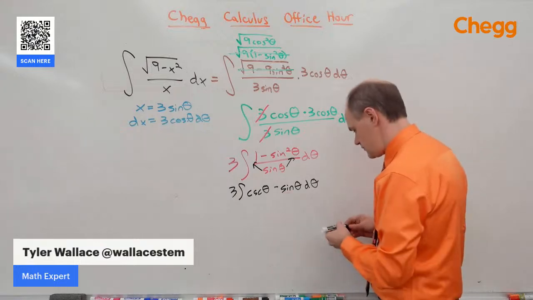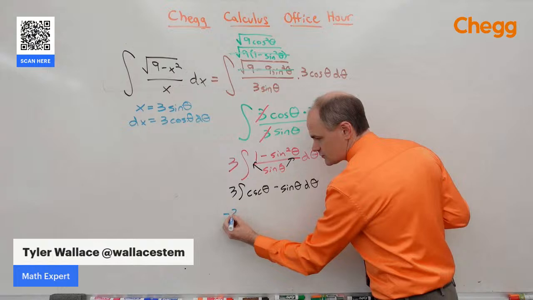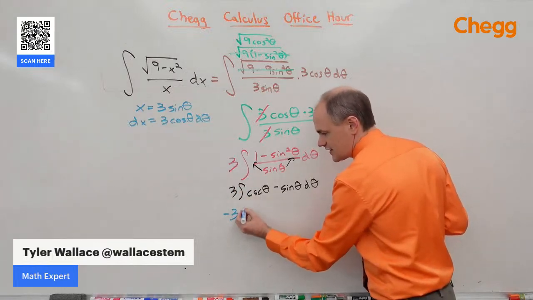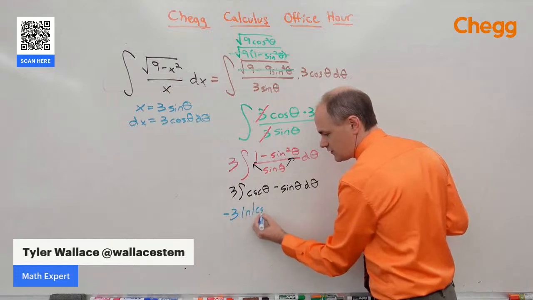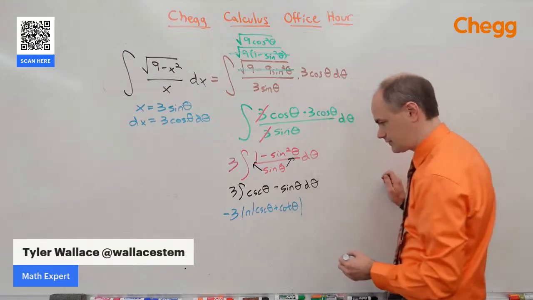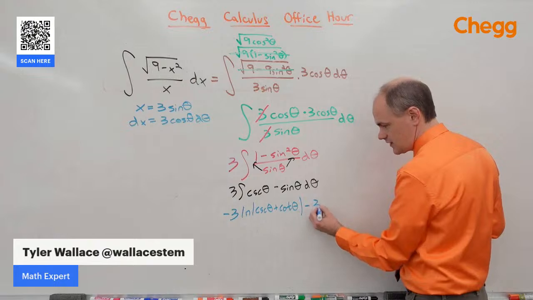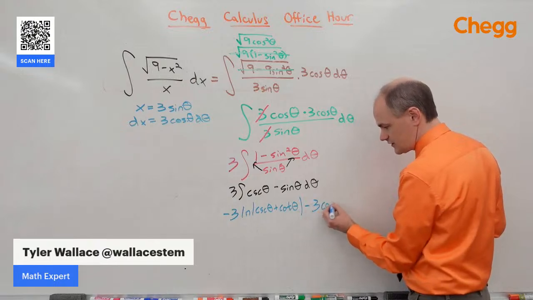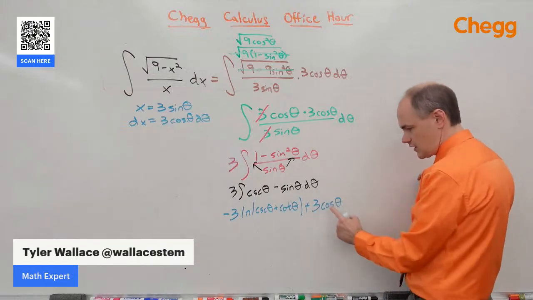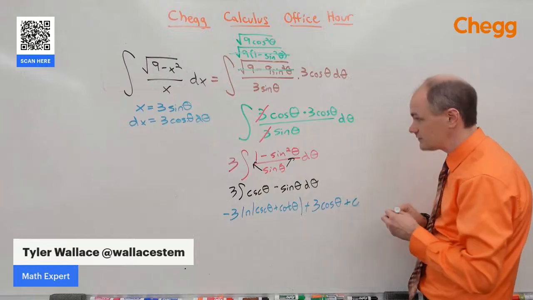Oops, I already did black. Let's go blue. Yeah, let's distribute the 3 through. 3 times cosecant is 3 natural log of cosecant plus the cotangent. 3 times negative sine is negative 3 sine. The antiderivative of sine is cosine. Actually positive, because cosine has a negative sine derivative, plus our constant.